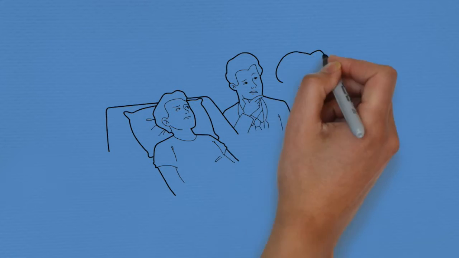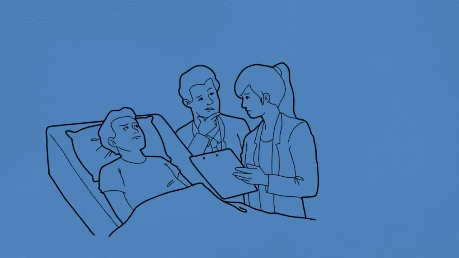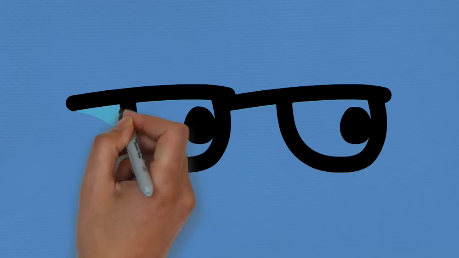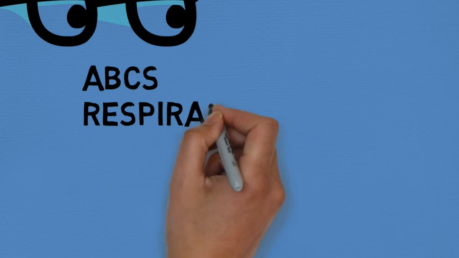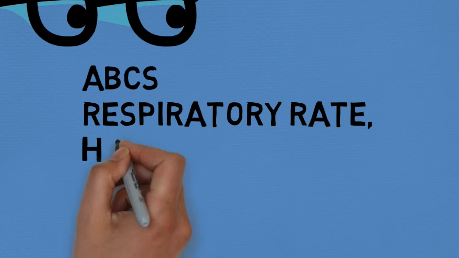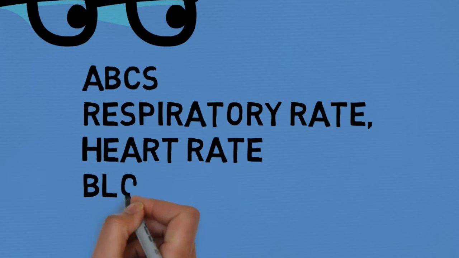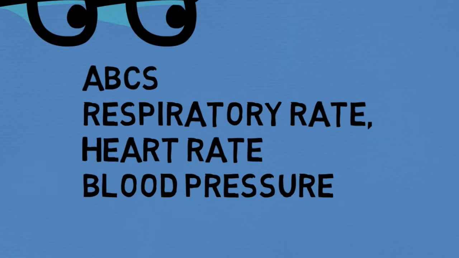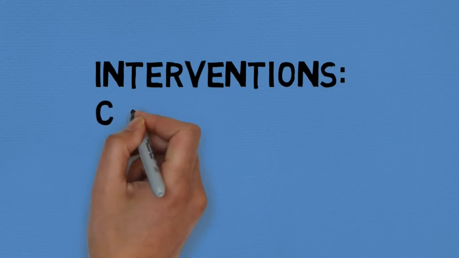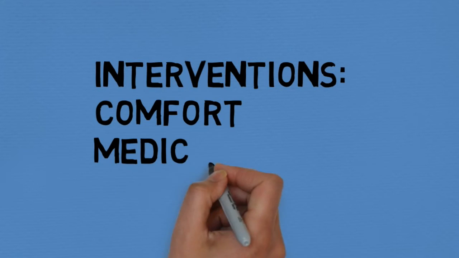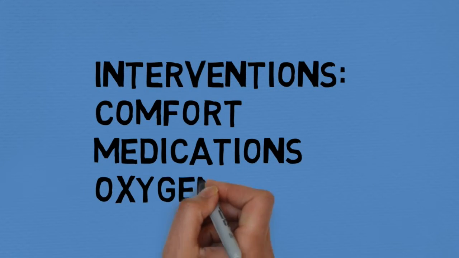So how are you going to treat your patient? Well, first of all, look at your patient. Assess their ABCs. Know what their respiratory rate, heart rate, and blood pressure is. Get the baseline so that if anything changes over the course of the day, you can intervene. Your interventions will focus on comfort, medication, and oxygen therapy.